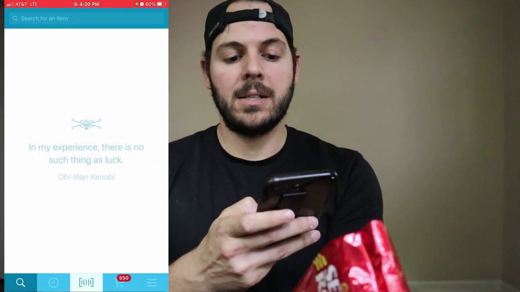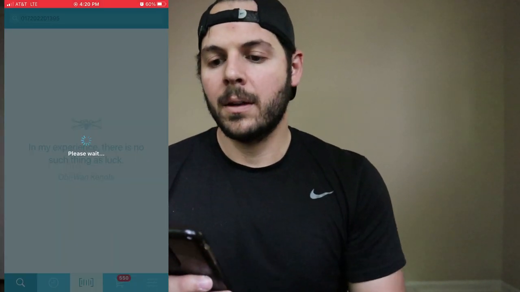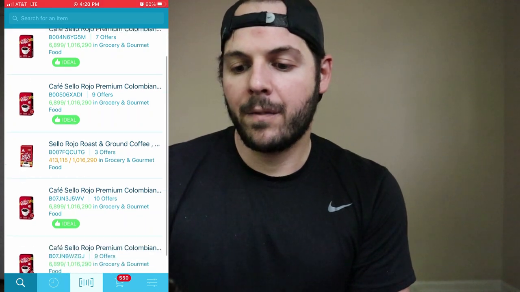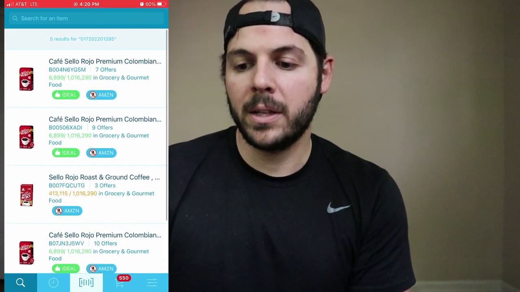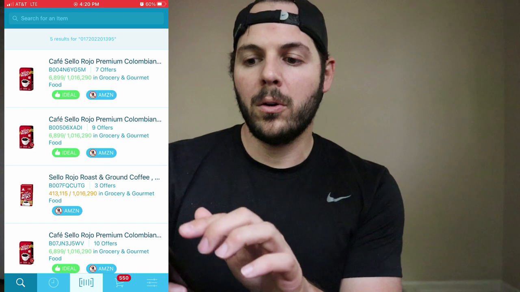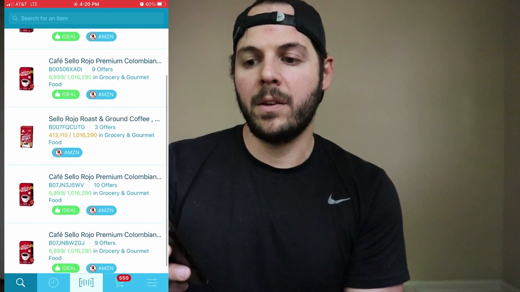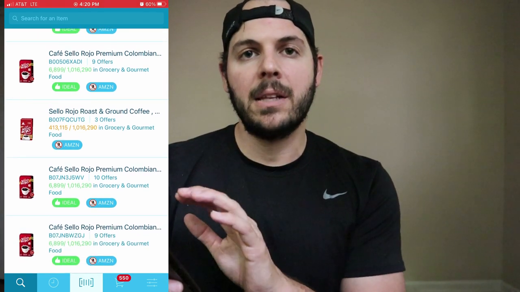I use Scoutify 2, which is my scanning app, which I love. And I just happen to have this product I found around my house. Okay. Cello Rojo ground coffee. Okay. And so I'm going to first scan the barcode and show you what listings appear. And so here we go. If I scroll down a little, there's only five total listings. I also want you to notice all the images of the product are one individual bag of coffee. That doesn't mean these aren't multi-packs.